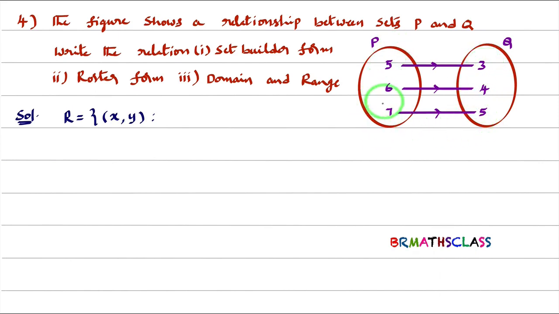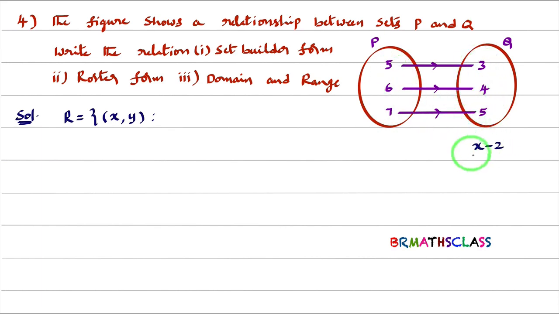Please observe carefully. If we remove 2 from this, we get 3. From this, if we remove 2, we get 4. From this, if we remove 2, we are getting 5. You observe, what are all these? All these are x values. From this x, if I remove 2, then I am getting the y values.